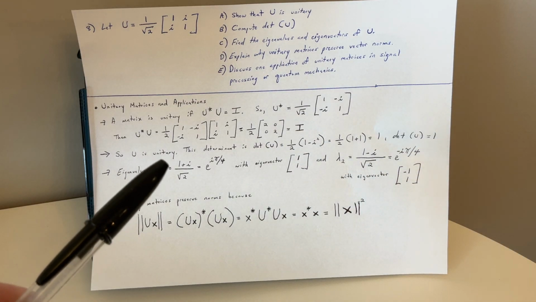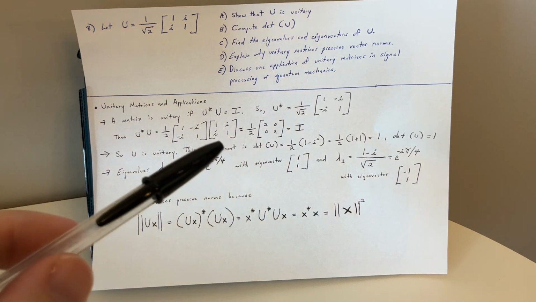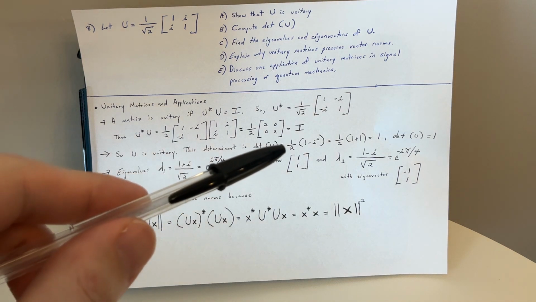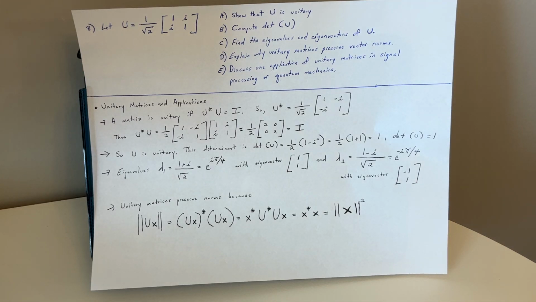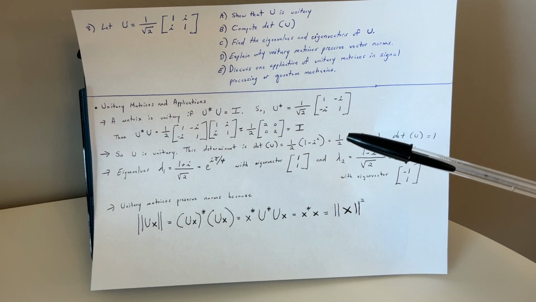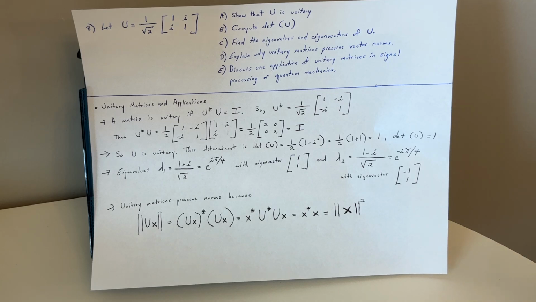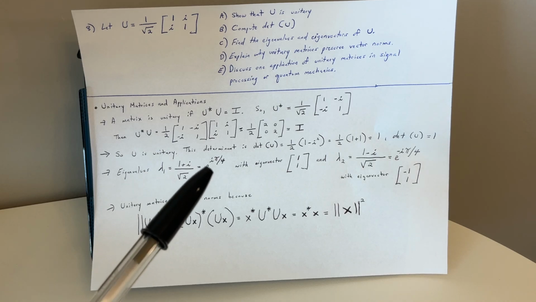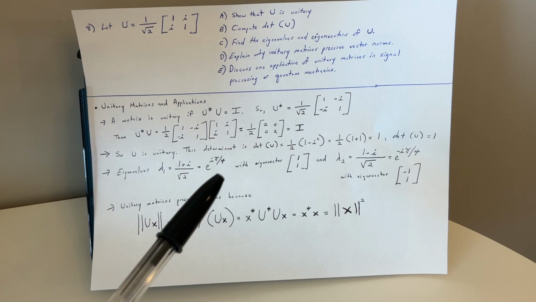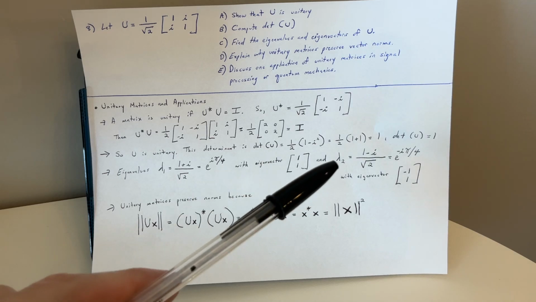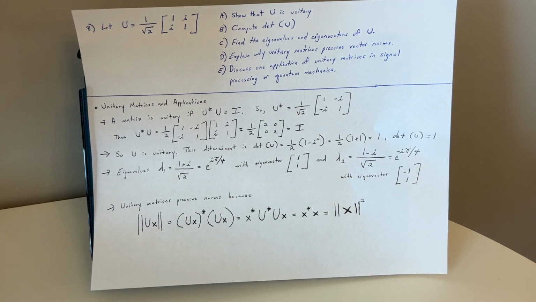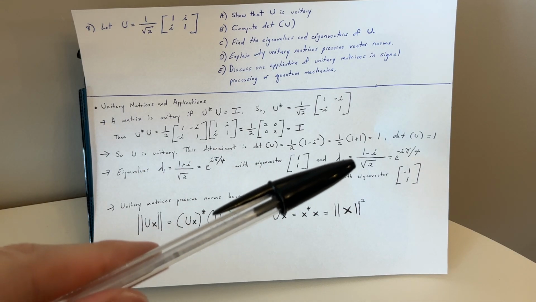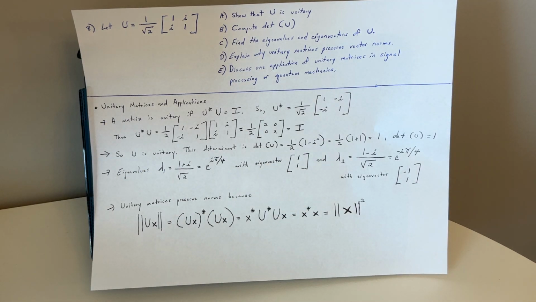So U is unitary. The determinant of U is 1/2 times the quantity 1 minus I squared. I squared equals negative 1, so 1/2 of 1 plus 1 is 1. The determinant of U is 1. Eigenvalues: lambda sub 1 equals 1 plus I over root 2, which equals e to the I pi over 4, with eigenvector 1, 1. And lambda sub 2 equals 1 minus I over square root of 2, which equals e to the negative I pi over 4, with eigenvector negative 1, 1.